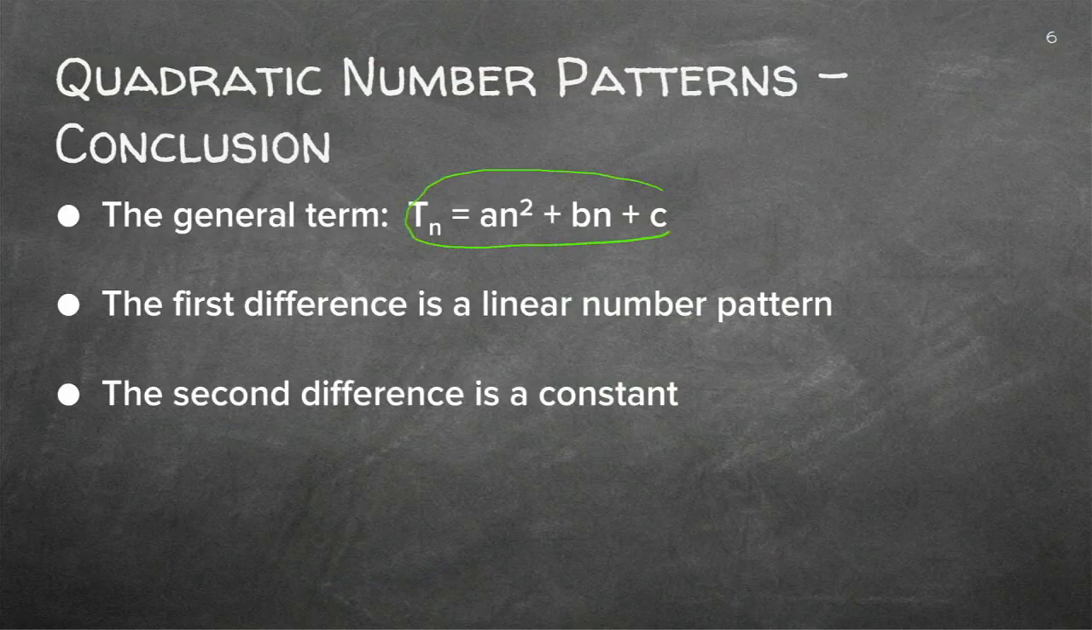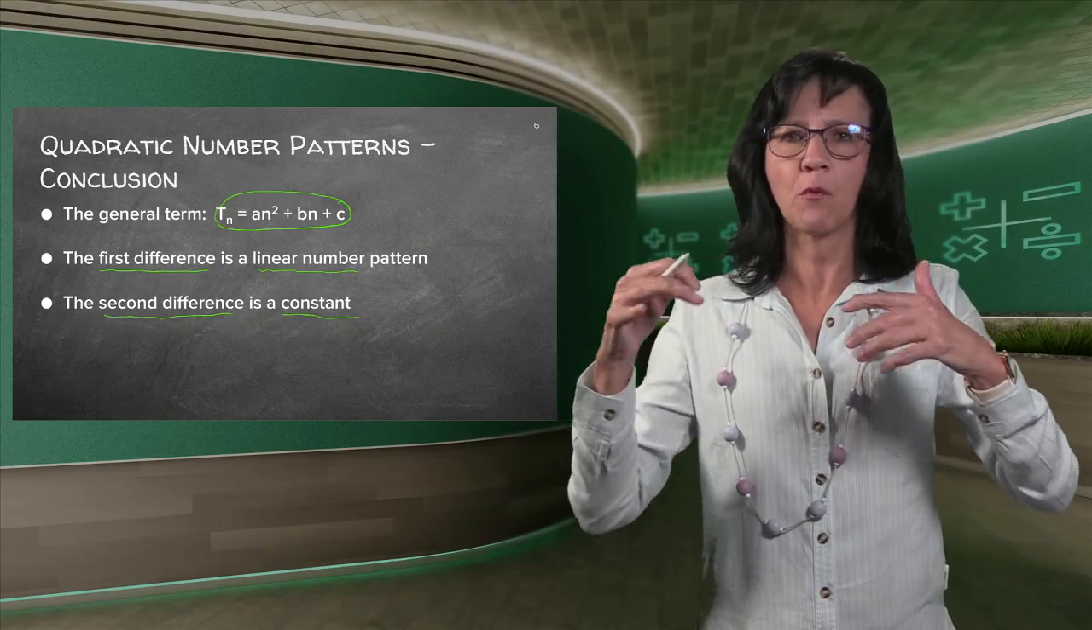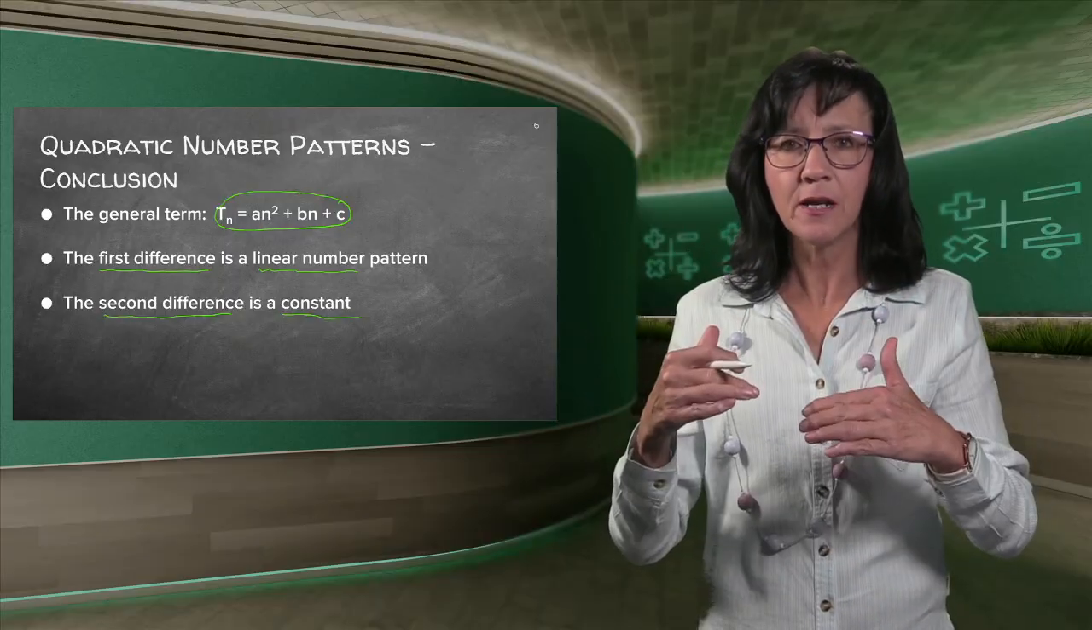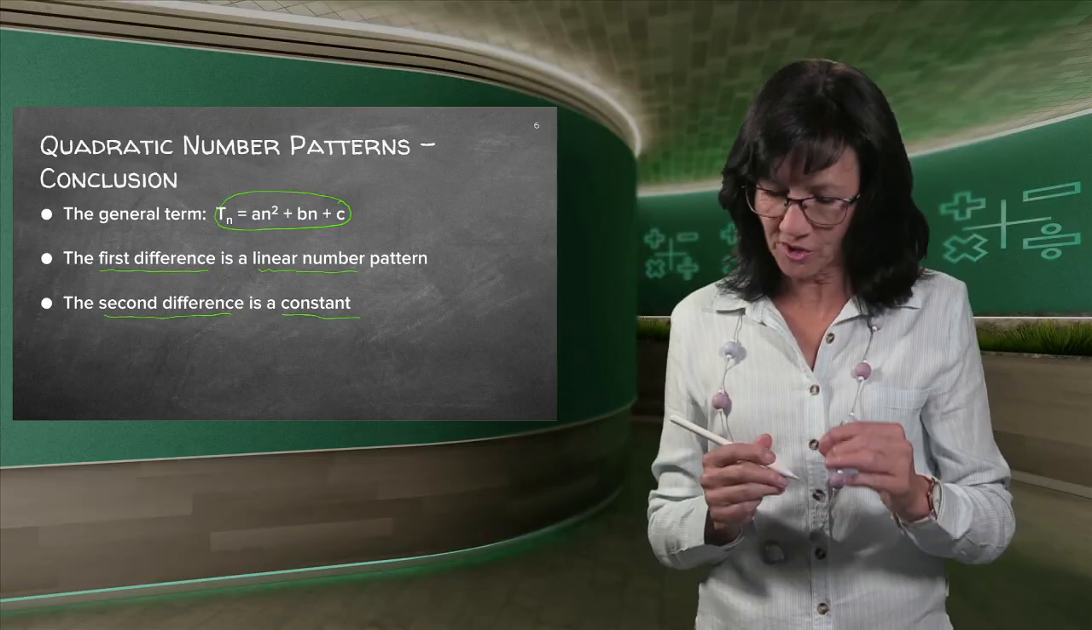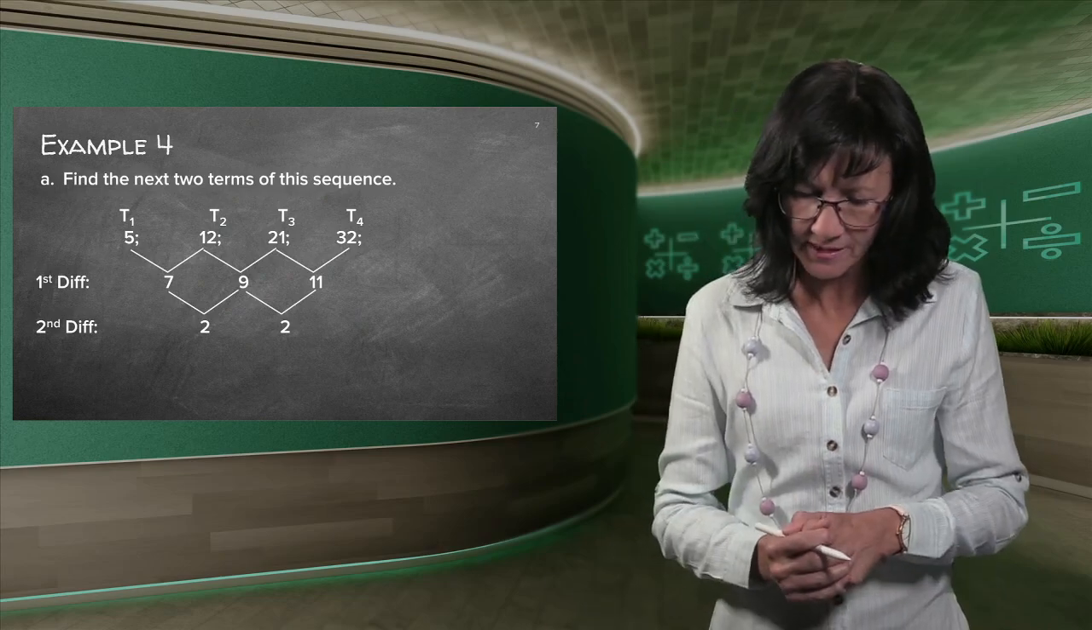It's like a parabola's equation, but now it does have n's instead of x's. So instead of saying ax squared plus bx plus c, you say an squared plus bn plus c, because why? We are working with terms, the number of terms, and that's why we need the n. So the first difference is a linear number. The second difference is a constant. So if you looked at all the first differences, they were all different, but when I get to the second difference, they were the same, so they were constant. Good. Let's look at an example.